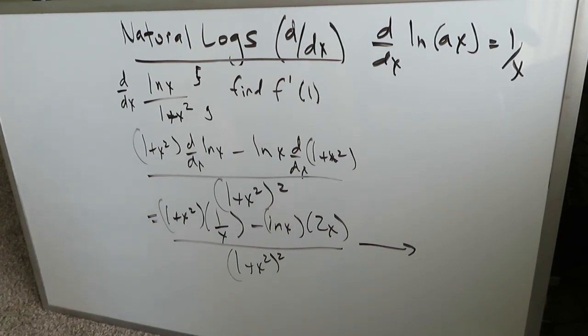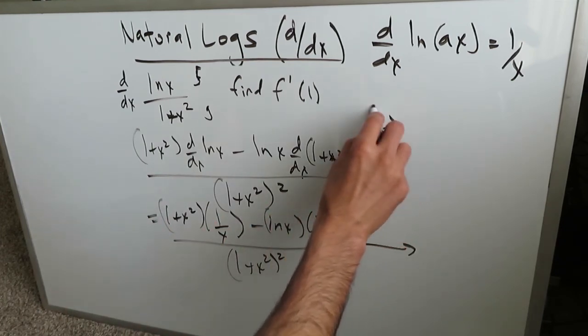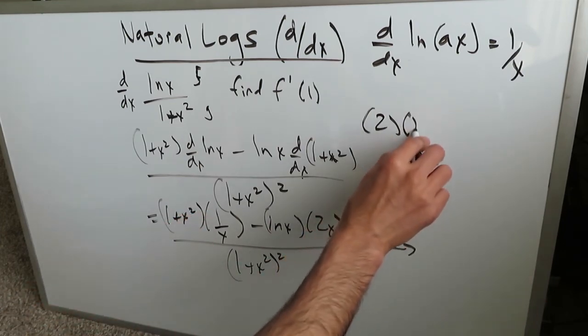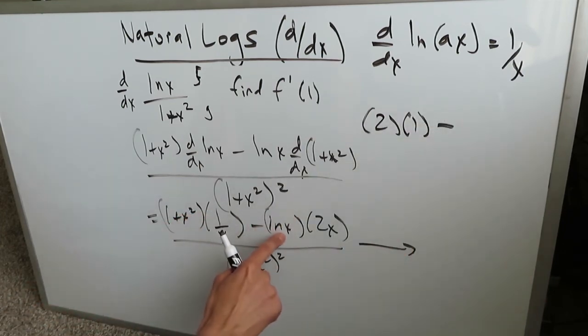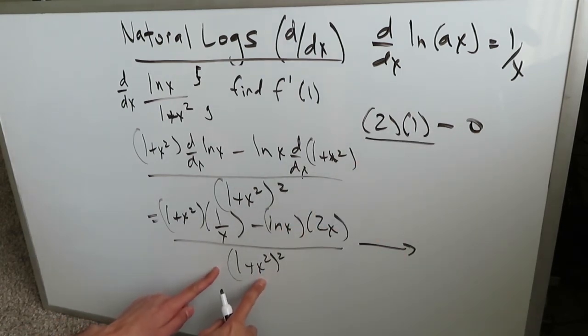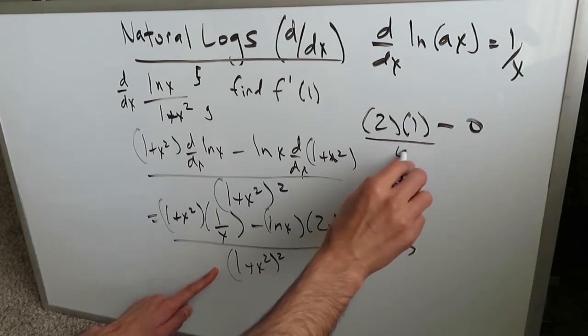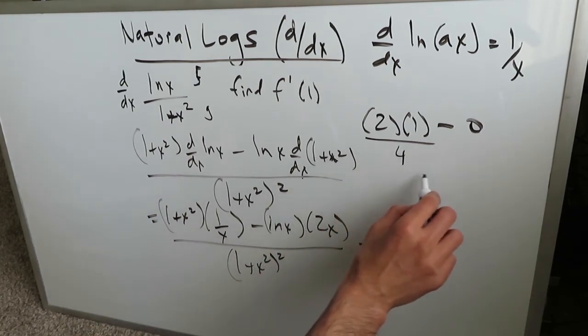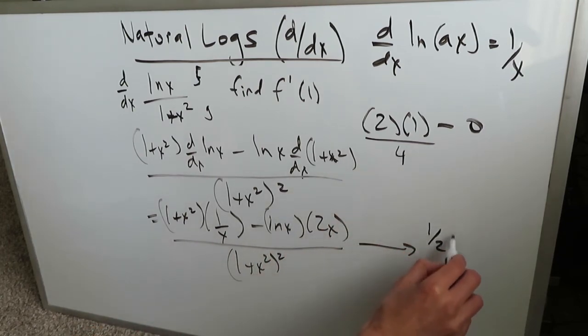Actually, we may not even have to bring in the calculator. We're dealing with a 1. Everything will be easy over here. 1 plus 1 squared is a 2. 1 divided by 1 is a 1, multiplied by that 2, minus natural log of 1, which is always a 0. Everything there zeros out. Divided by 1 plus 1 squared, which is a 2. The square of that is a 4. I'm getting a 2 over 4, which gives me a 1 over 2.